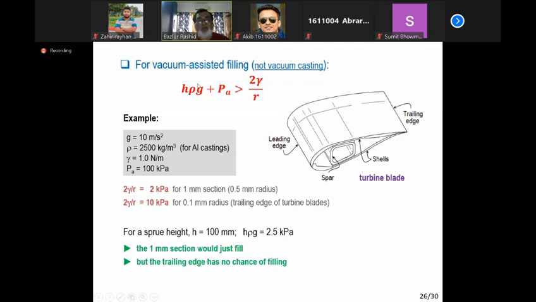But if we use vacuum assisted filling, that means if we use this formula, then H rho G is 2.5 and PA is equal to 100. So the total becomes 103.5. Actually, we are using 101, anyway, this is 102 or 103.5, whatever it may be. The resistance is 10 kPa, but we are forcing the liquid using more than 100 kPa. So liquid metal can easily enter the trailing edge. So for castings having narrow sections, vacuum assisted filling is of great help.